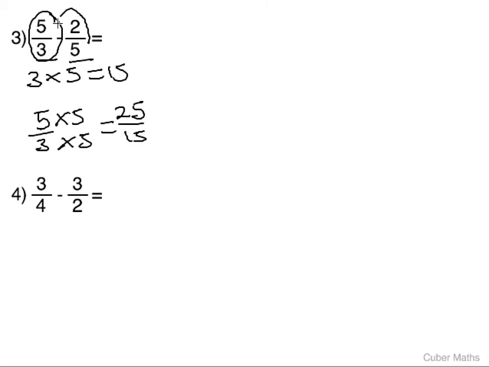Now we need to do the same to the second fraction here. So we've got 2 over 5. And to get the denominator of 15, we times the 5 by 3. So we must do to the top what we did to the bottom. So we times the bottom by 3 to get us 15. So we need to times the top of 2 by 3, which is going to give us 6.